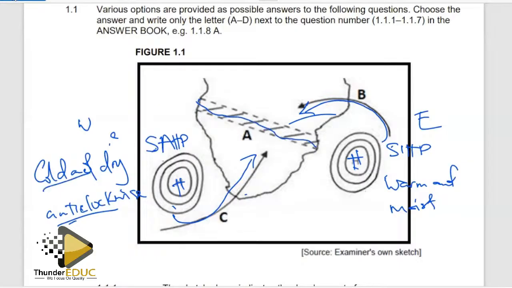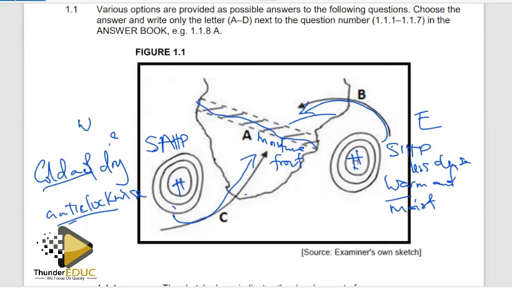This one is cold and dry. This one is warm and moist. As they meet, because of their differences in their properties, they cannot mix. They tend to create what we call a moisture front, which is a boundary separating the two different air masses. This one, because of its warmth, is less dense.